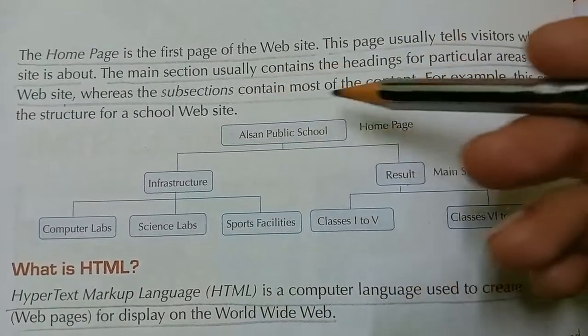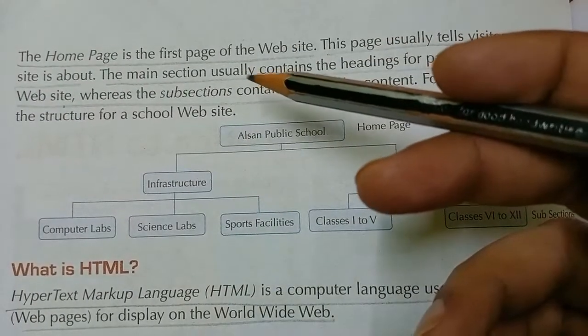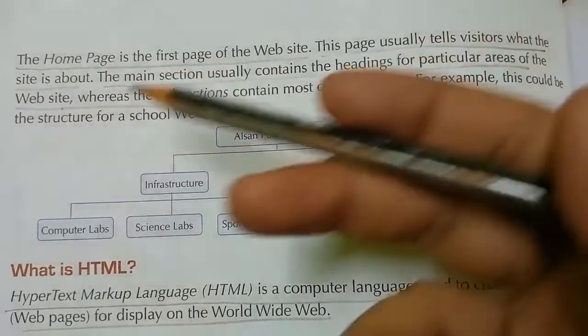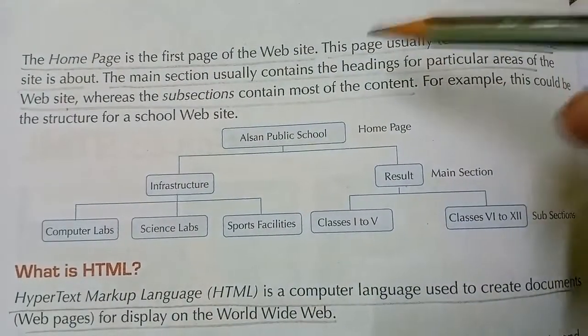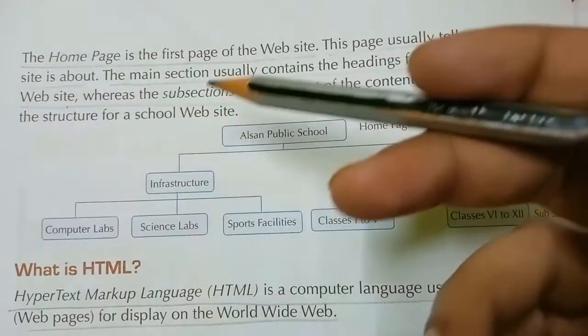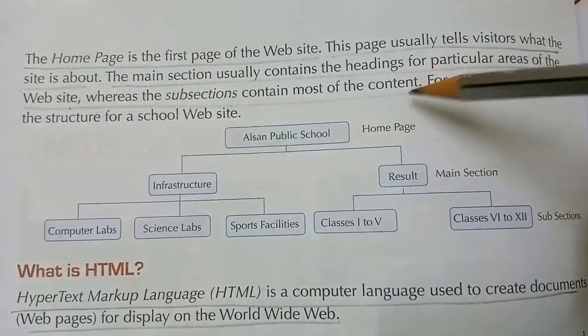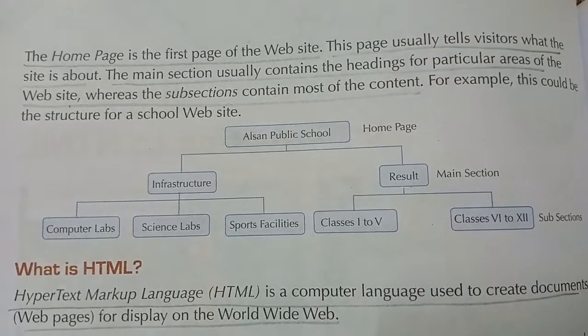The main section usually, now the second part, okay, this is the first part, home page. Now the second part, the main section usually contains the headings for particular areas of the website. So what is the purpose of main section? It will contain all the headings of the main topics. Then the third part is subsection. So subsection contains what? Most of the content. That means inside the subsection all the informations are stored.